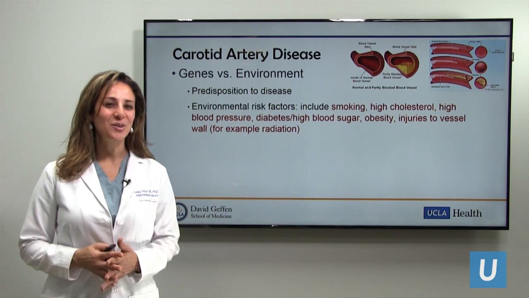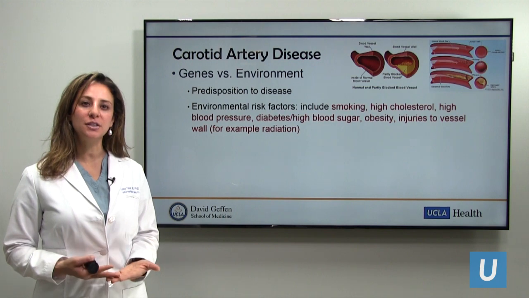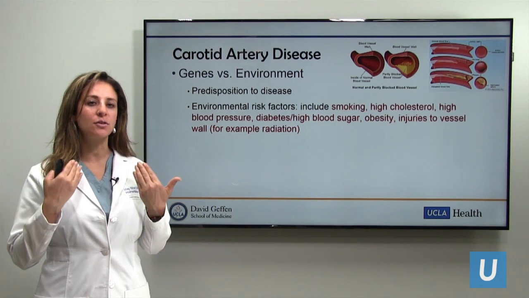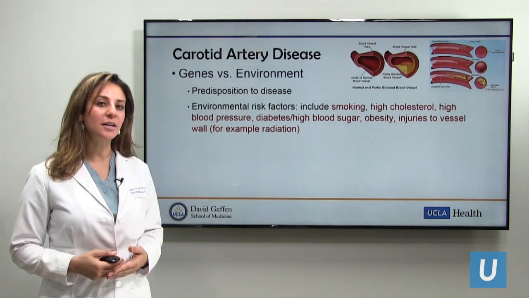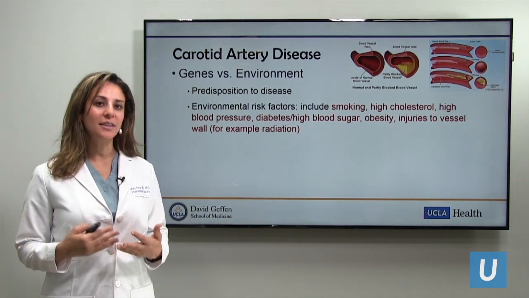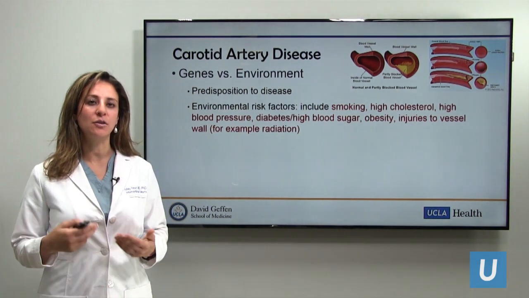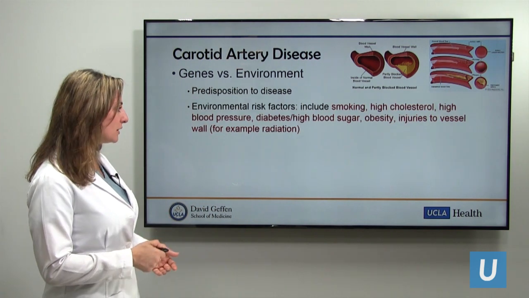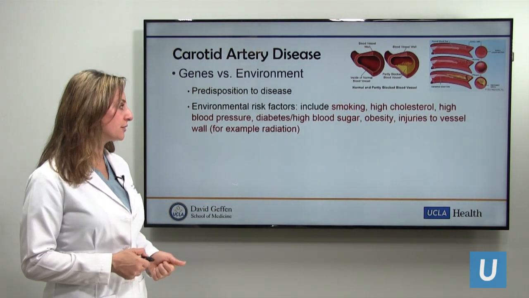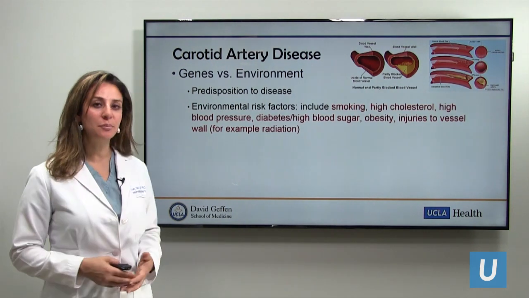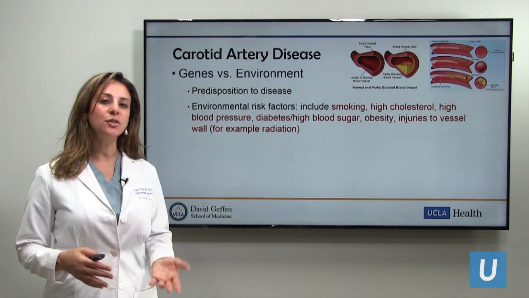There are things we can control and things we can't. So our genetics we can't control. Some people are more predisposed to having disease in the cervical portion of their carotid, or the neck portion. And in others, it's the modifiable risk factors, okay? So what things can we do and change to help us that will not allow the disease to progress? So one that allows the disease to form and progress is smoking, cigarette smoking, high cholesterol, high blood pressure, uncontrolled diabetes, obesity, or in other ways, injuries to the blood vessel.